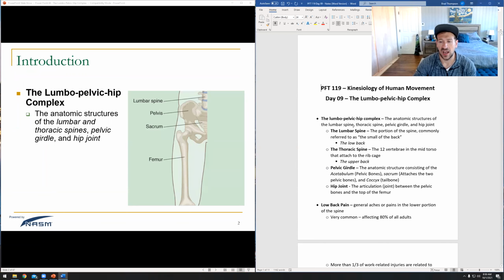Breaking this down, the lumbo-pelvic hip complex is any of the anatomic structures of the lumbar spine, so it's your low back. Your thoracic spine is still part of this as well, so your upper back. So really we're just looking through the spine there. The pelvic girdle, that's your actual pelvis, those two pelvic bones coming together on either side. And then the hip joint, which is where most of our actual movement occurs, that ball and socket joint. Ball and socket joints are the most mobile, so we get the most types of movements here. So those are the areas we're talking about.